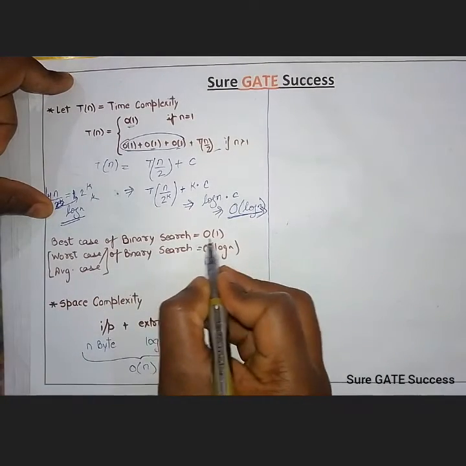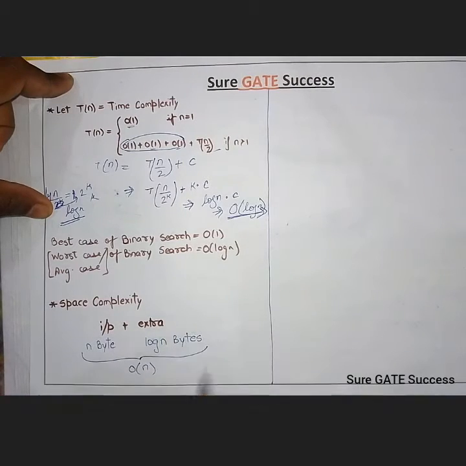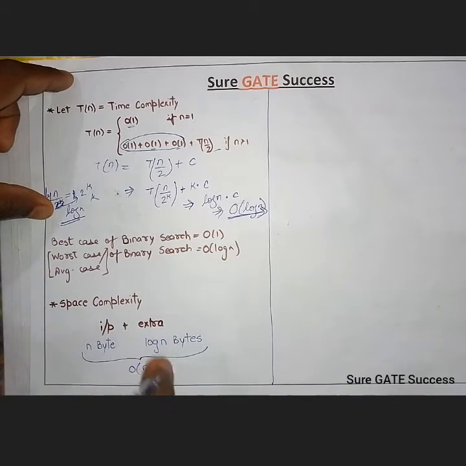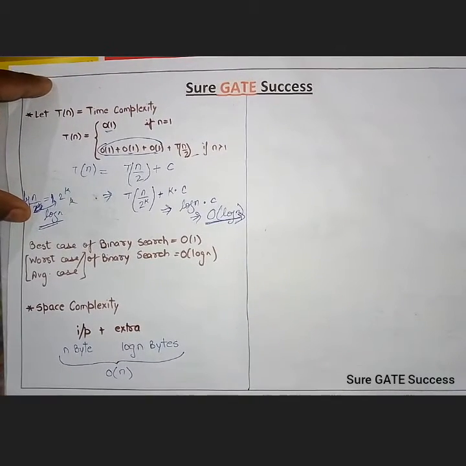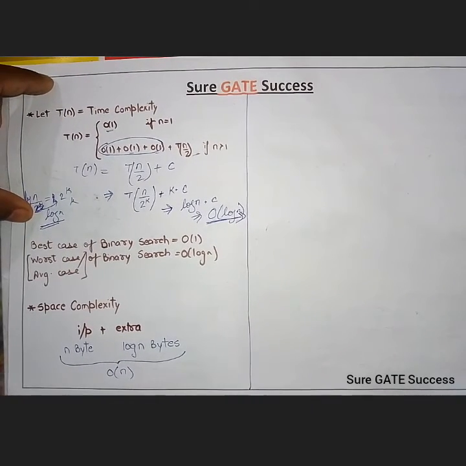The best case of binary search will be order of 1, that is if we are searching and we find it at the middle position, and the mid position itself is the particular element which we are finding. So in this case there will be the best case, otherwise the worst case or average case.